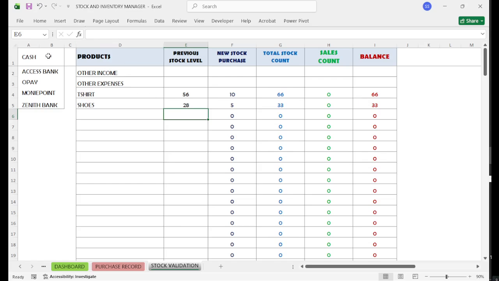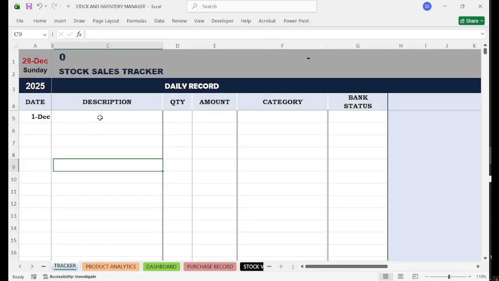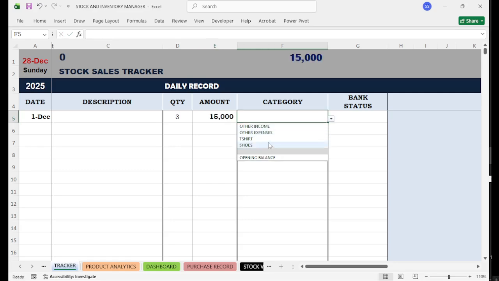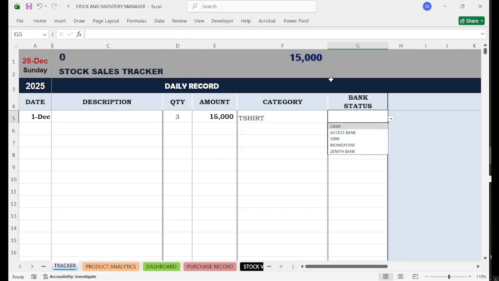Now this one here is your bank. You can just change them from here, the banks you are using, so that they can appear in the drop down menu. So as you are buying from here, you put in your description, the quantity. Let's say we sold three of those t-shirts. Let's say we sold 3 for 15,000 naira. T-shirts here, you can just put in the bank here.